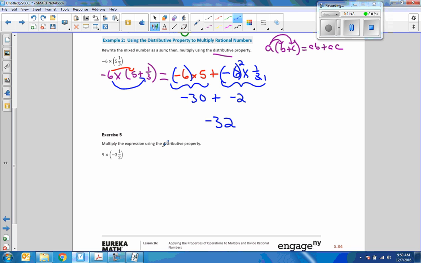Multiply the expression by using the distributive property. So I'm going to take 9 times (-3 plus -1/2). Be careful there. -3.5 is -3 plus a -1/2. I'm going to distribute: 9 times -3 plus 9 times -1/2.